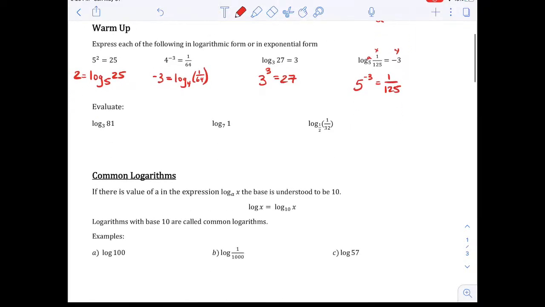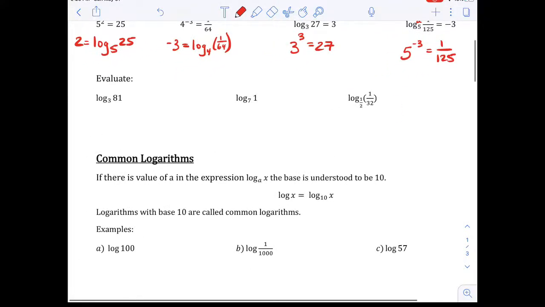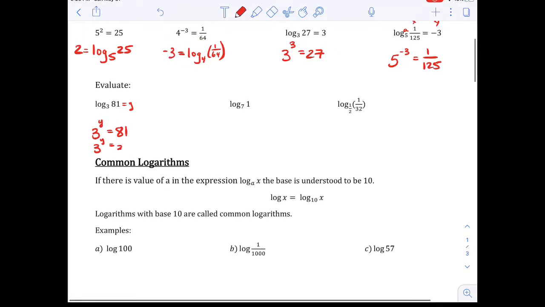So if I want to evaluate these, how do I go about that? Well, a few different ways. I'm going to show you one to start, and then show you another in a minute. So first one that we have here, log base 3 of 81. Basically that says, well, let's suppose this is equal to y. That's saying 3 to the power of y is equal to 81. Well, I know 81 can be written as 3 to the power of 4. So therefore, y is equal to 4.